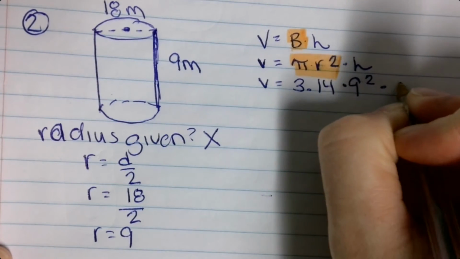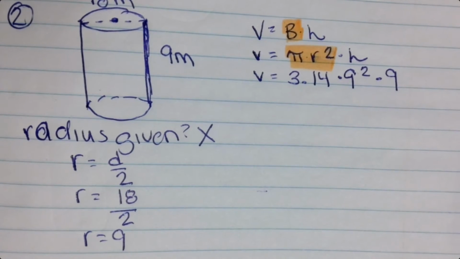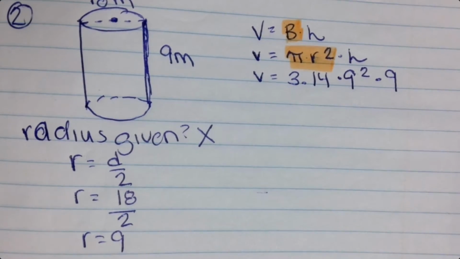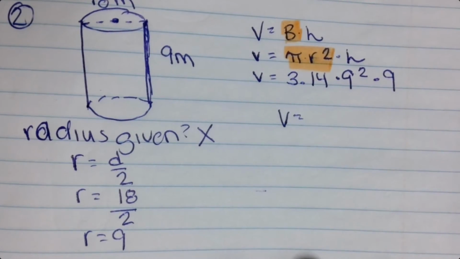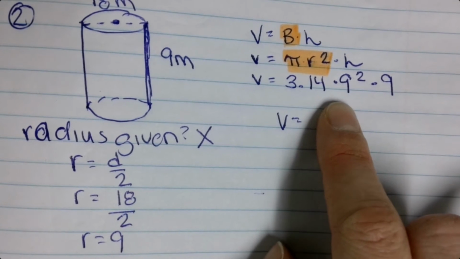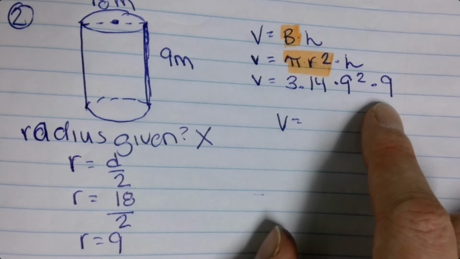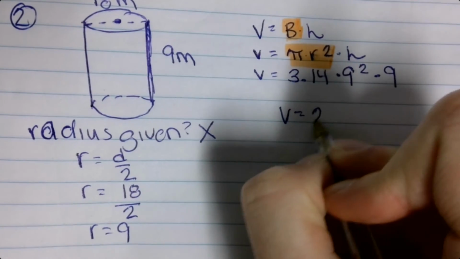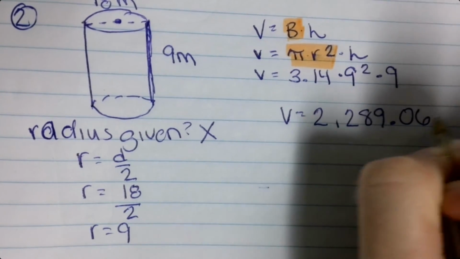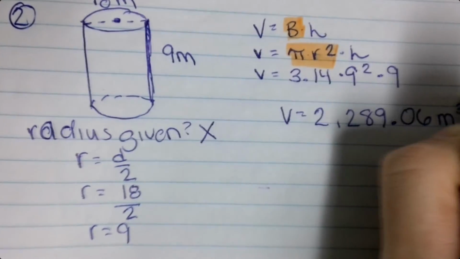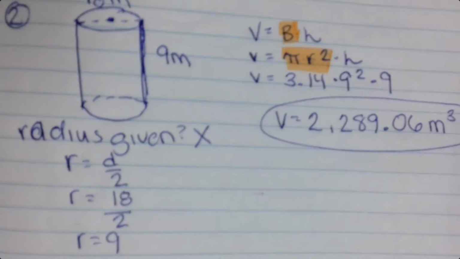Times 9 squared times 9. So again, plug and chug. Take that calculator. We are going to do 3.14 times 9 times, there's a square, so times 9 again, and then times the height, which is 9. So 2,289.06, and this is going to be meters cubed.